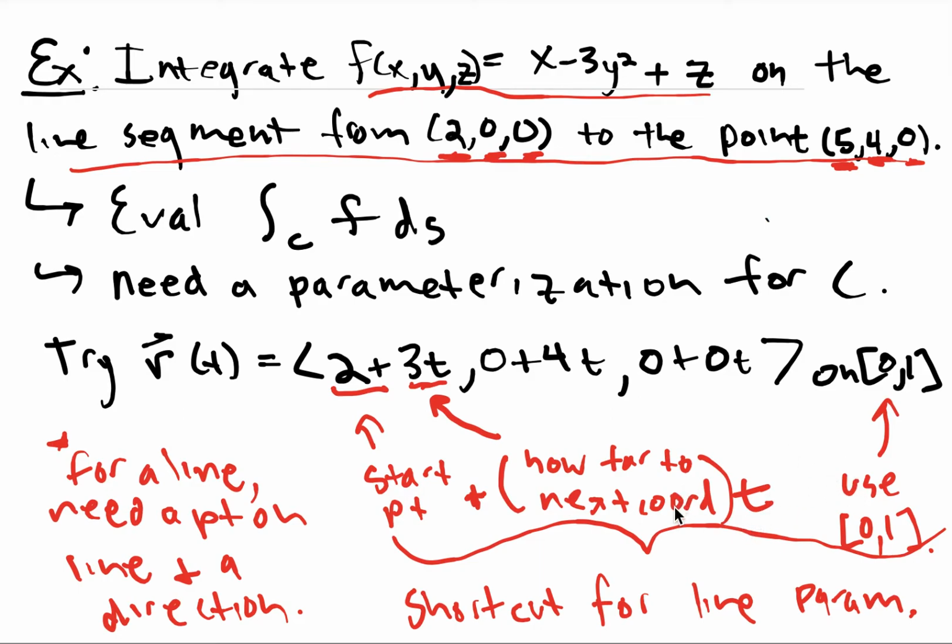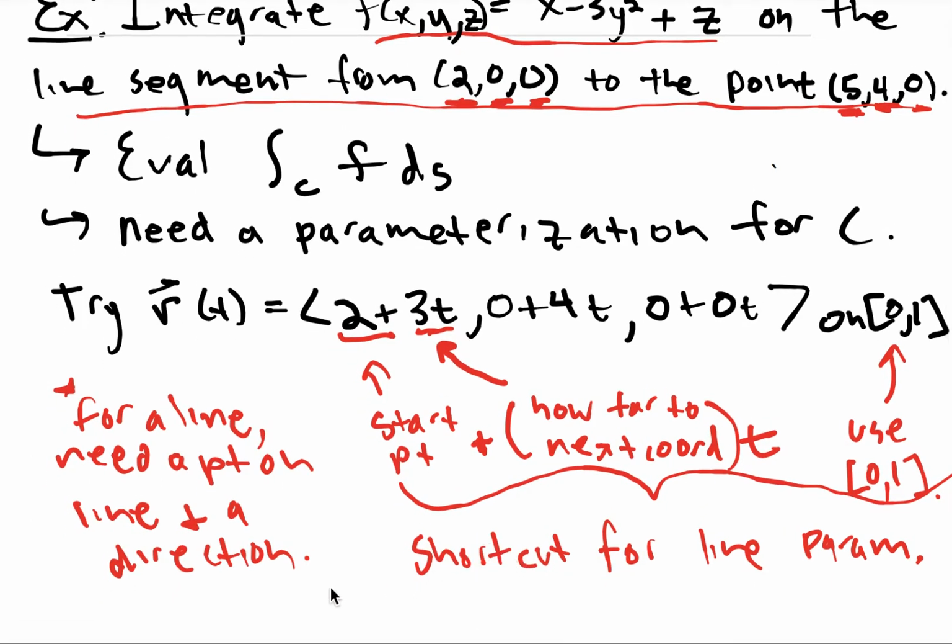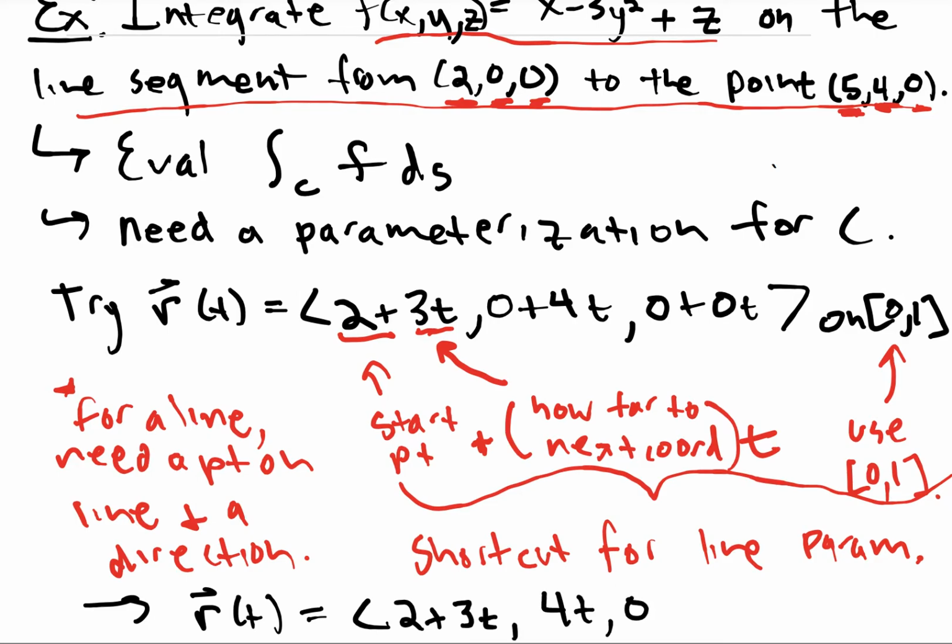Now, this is a messy looking line parameterization, so I can clean this up a little bit. It's the exact same thing if I get rid of all the needless zeros. This will look like 2 plus 3t, comma, 4t, comma, 0. And again, my interval hasn't changed. If you want to double check this, at t equals 0, you do get the point (2, 0, 0). You plug in 1, you do get the point (5, 4, 0). All right, so we have got our parameterization for C. Check mark. That is taken care of.